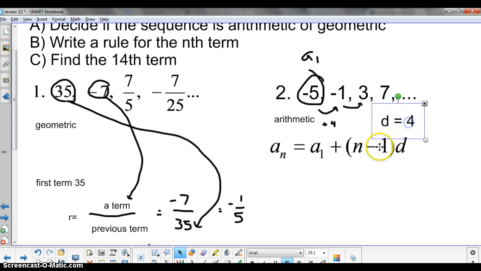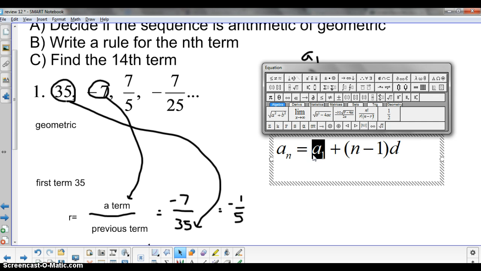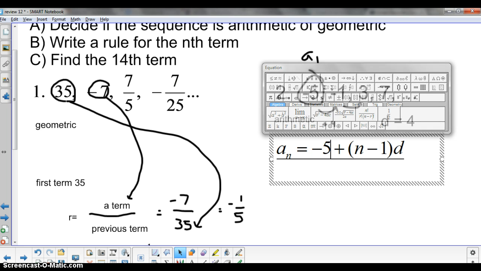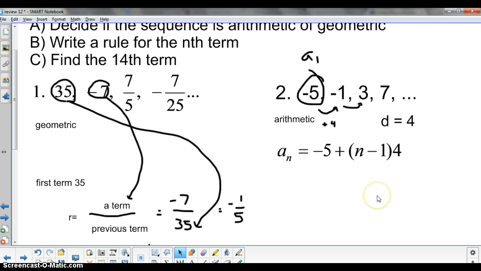We can plug these things in. We do need to simplify here. So I'm going to change this, was a -5, and I'm going to substitute d as a 4. Do not leave your answer like this. You have to distribute this 4. Okay? So you'll distribute the 4, and it becomes 4n. And then there's a -4, and then that's a -5, so that makes a total of -9. Okay, and that's a sub n.